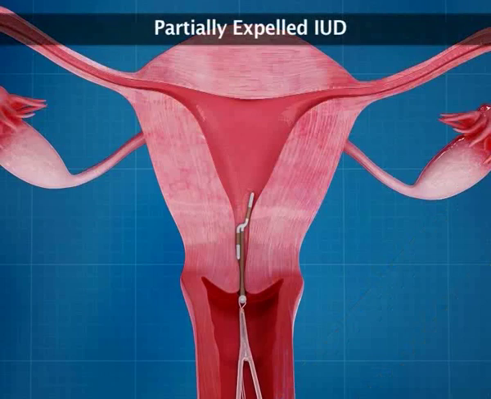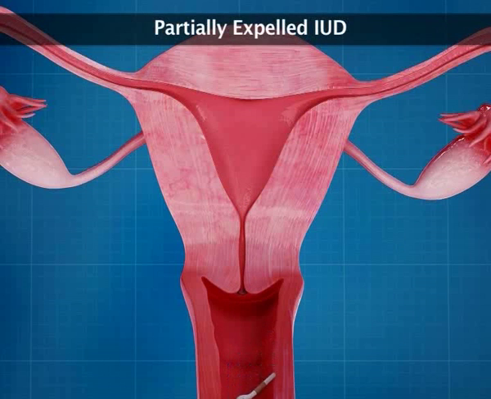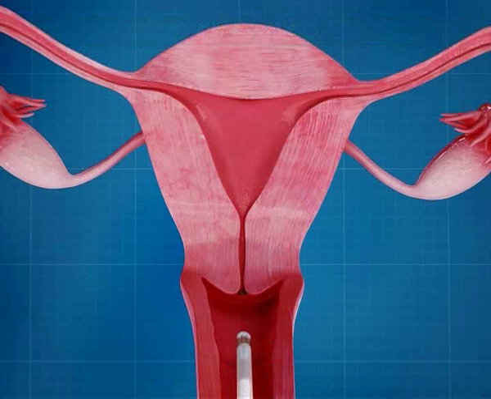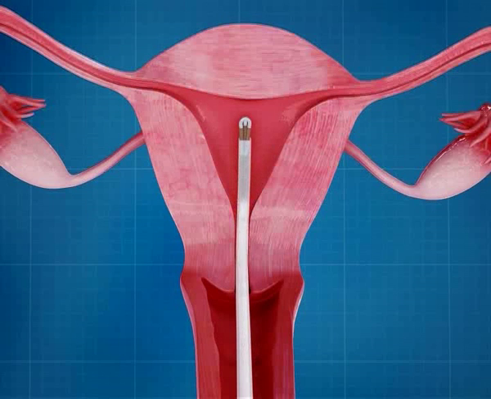If the IUD is partially expelled, remove it by using an artery forceps and insert a new one immediately if the client desires it and insertion is safe.